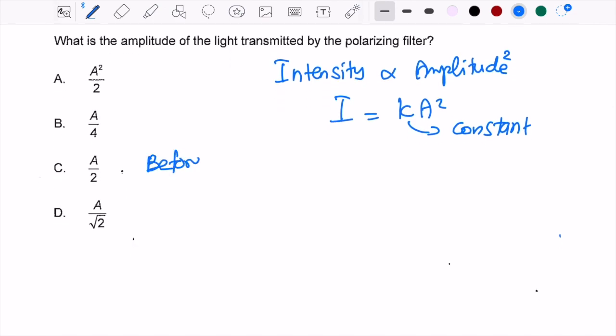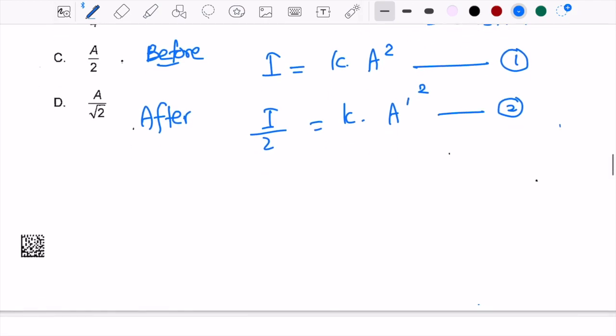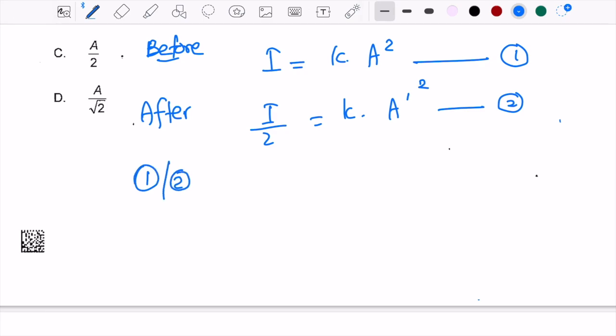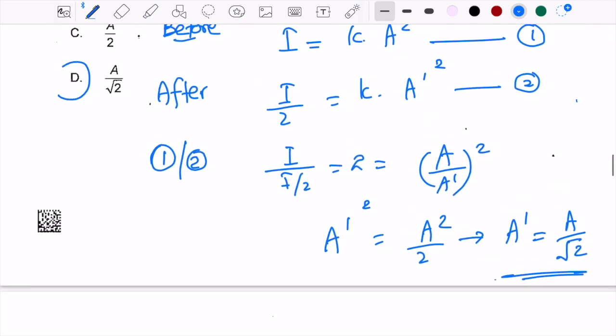Now let's check. Before polarizing, for the wave, intensity is I, amplitude is a, so I equals k a squared. After polarizing, intensity becomes I over 2. Let's say k does not change, amplitude is a dash, so I over 2 equals k a dash squared. Okay, this is the second equation. So let's divide 1 by 2. 2 equals (a over a dash) squared. From there we can get a dash squared equals a squared over 2. From there a dash equals a over square root 2. This answer must be D.